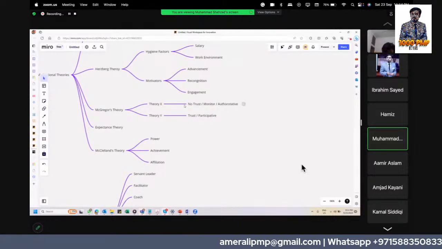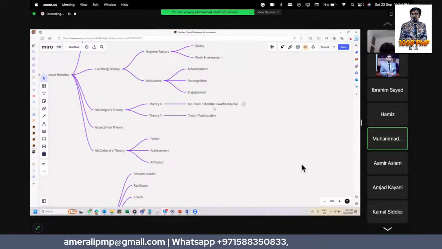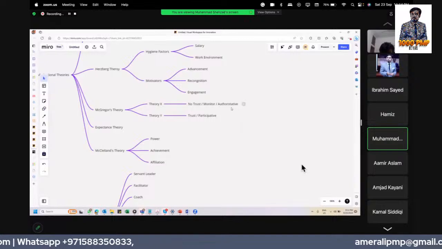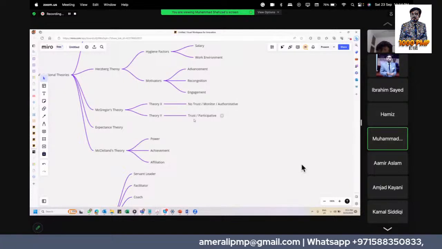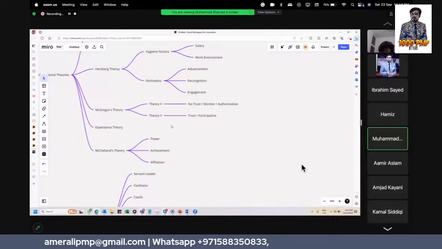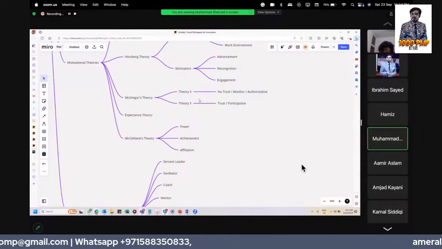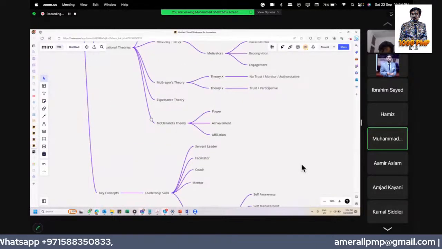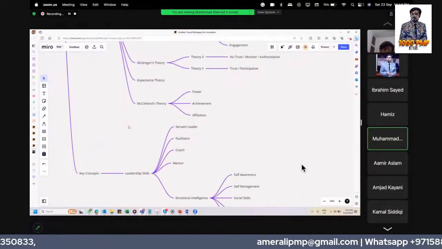In Theory X, either they don't trust the team, so they should be monitored, or they should be dealt with in authoritative manners. And in Theory Y, the team is trustable, and they are all participative. Then there is Expectancy theory and McClelland's theory. In McClelland's theory, there are 3 factors: power, achievement, and affiliation.